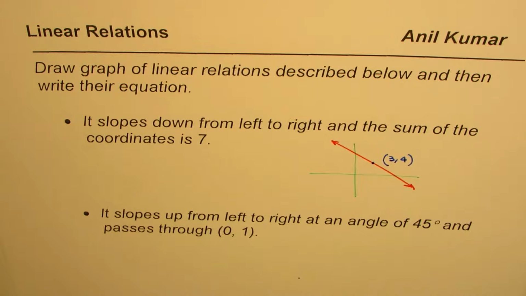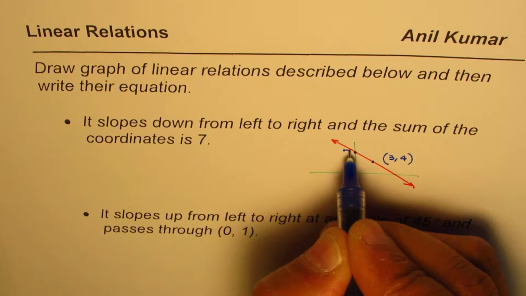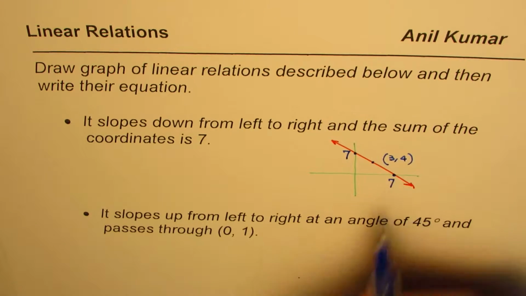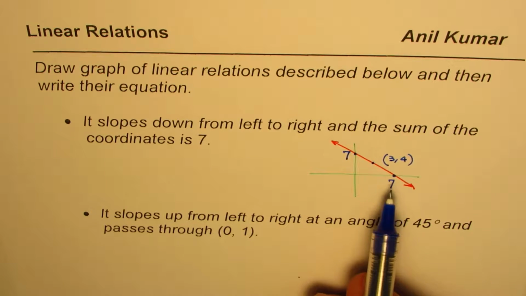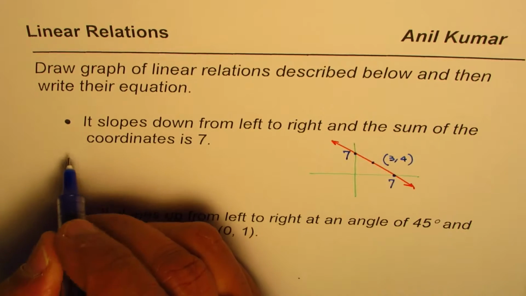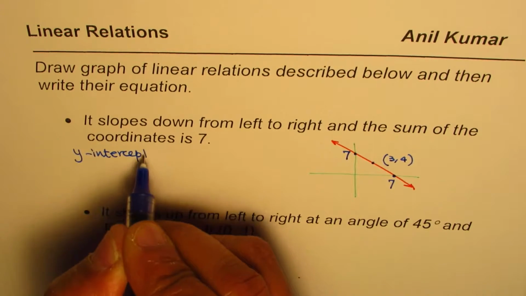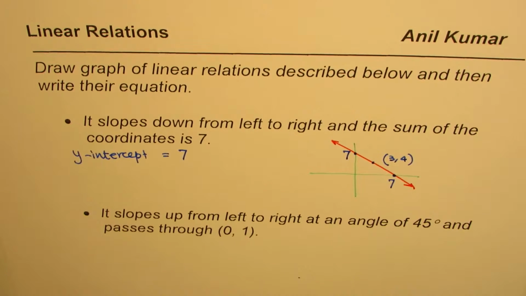So can you write down the equation of this line now? Well, if that is true, then when x is 0, then the y-intercept should be 7. And when y is 0, the x-intercept should be 7 also, correct? So we could get these points on the line. It clearly shows a few things. One, that the y-intercept is equal to 7, right? So wherever the line crosses the y-axis.